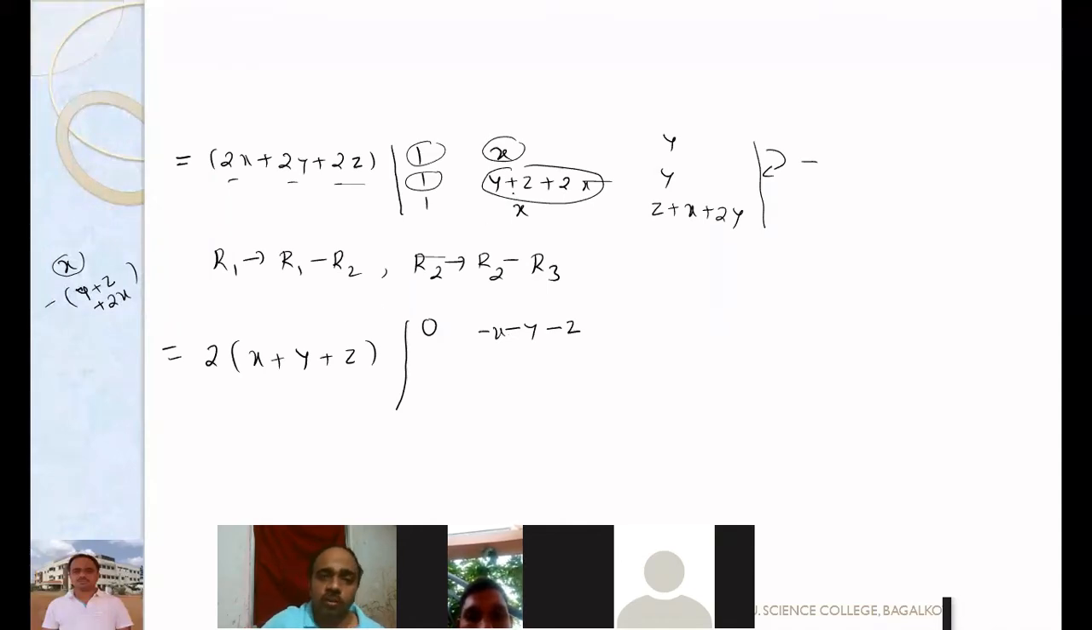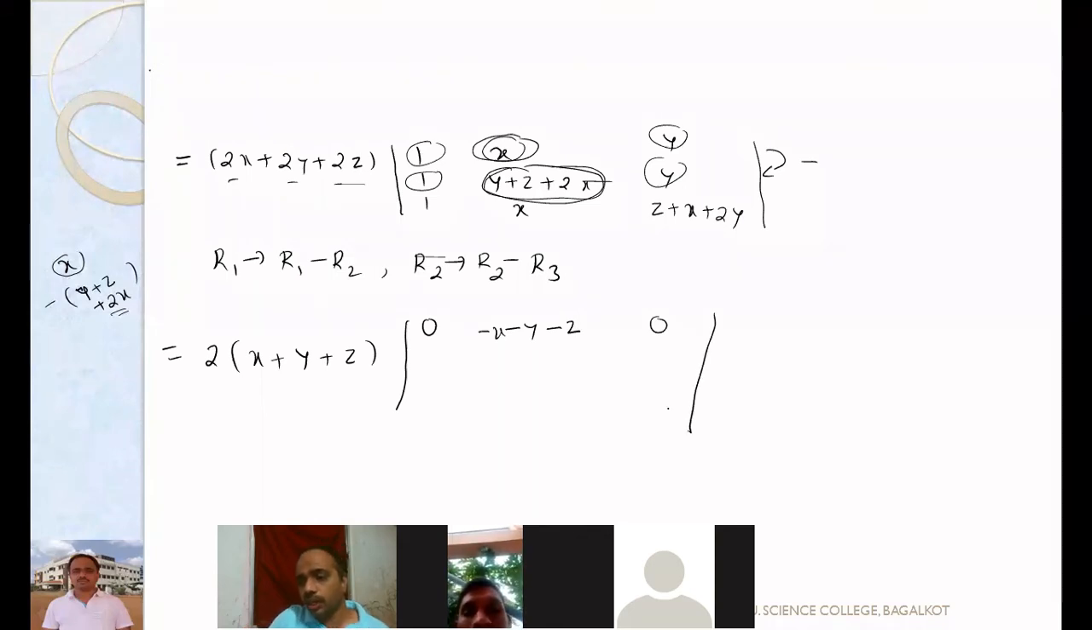Correct? So R1 minus R2 means, R1 means x, this element. R2 means y plus z plus 2x. But you have to put a bracket for that. So x minus into bracket y plus z plus 2x. So minus y minus z. Then this 2x is there, minus 2x plus x minus 2x. It will be minus x. And next element is what? Y minus y. Y minus y will be 0.